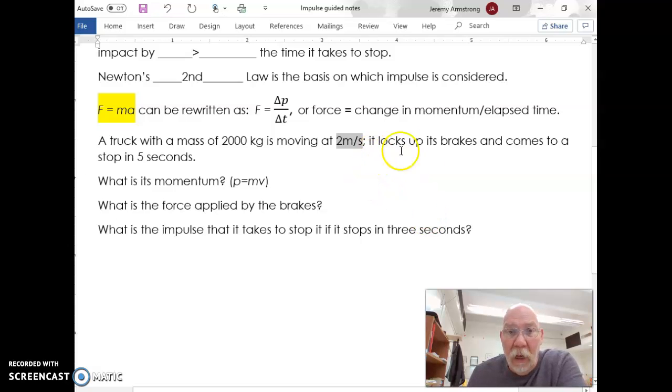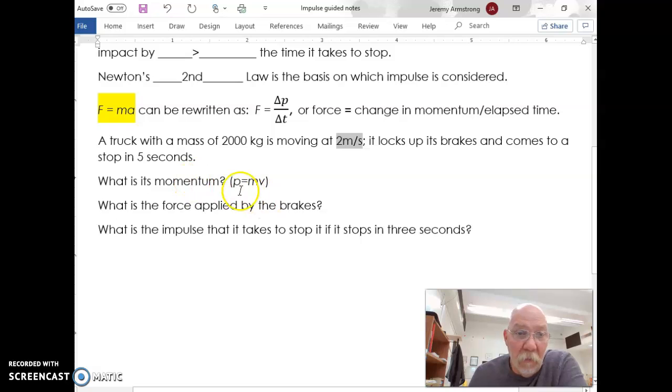So it locks up its brakes, which is always scary because those things don't have anti-lock brakes. They just lock them up. Smoke comes off their wheels. All right, and it comes to a stop in 5 seconds. 5 seconds is a long time to stop. Most cars will stop in 2 to 2.5 seconds. But if you've got a truck, like one of those big dump trucks full of rocks or asphalt or gravel, it's going to take some time. So it's got all this momentum, and it's stopping in 5 seconds.